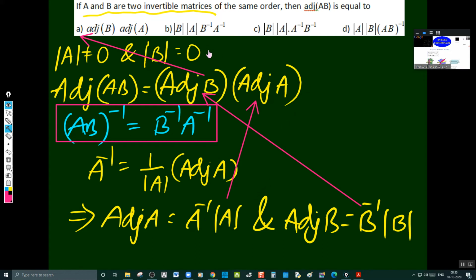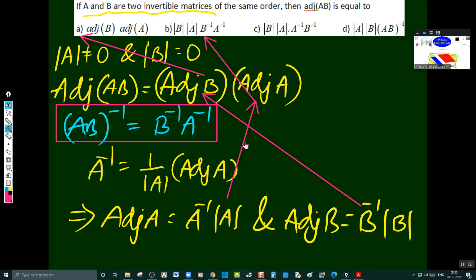So let us check it out. B inverse comes first and A inverse next. So det B into det A, because they are constants, no problem, you can interchange them. So B is also right. So from this one, what can be concluded? B is also right. Det B, det A into B inverse, A inverse.